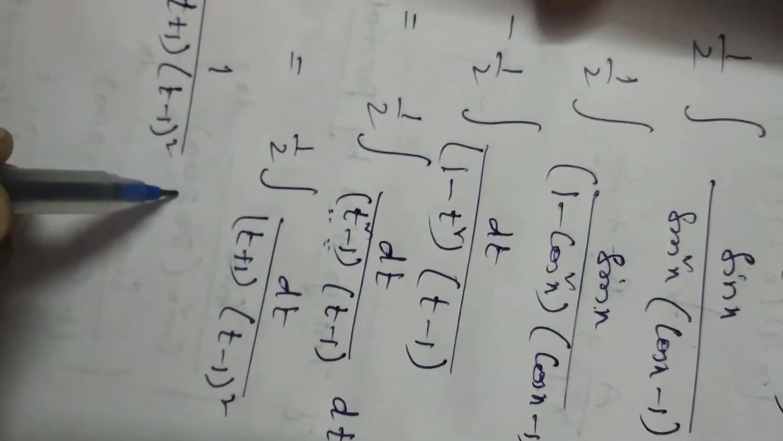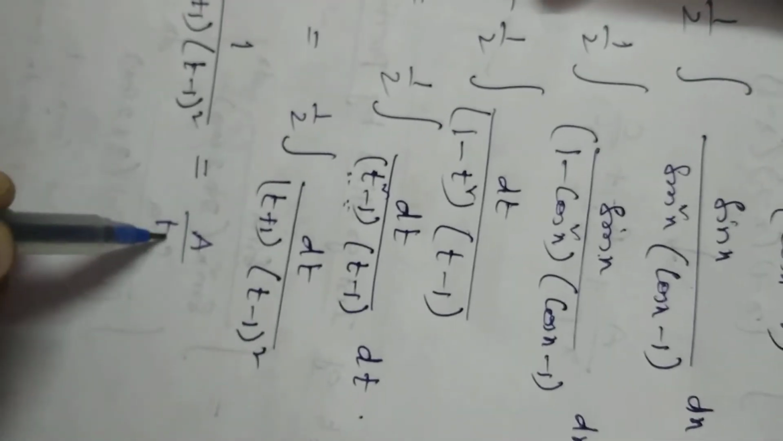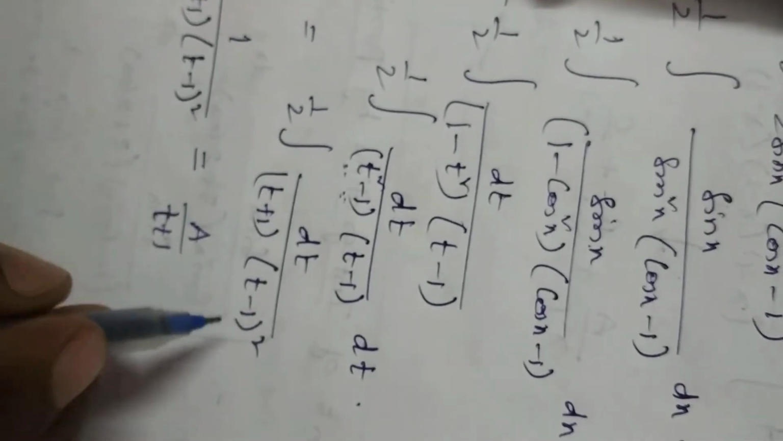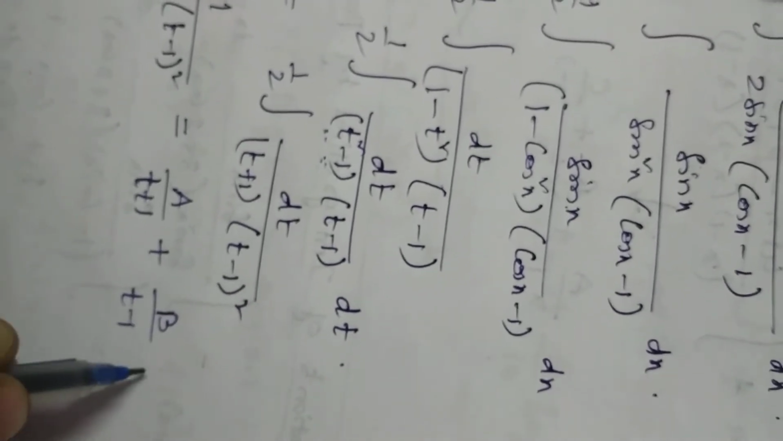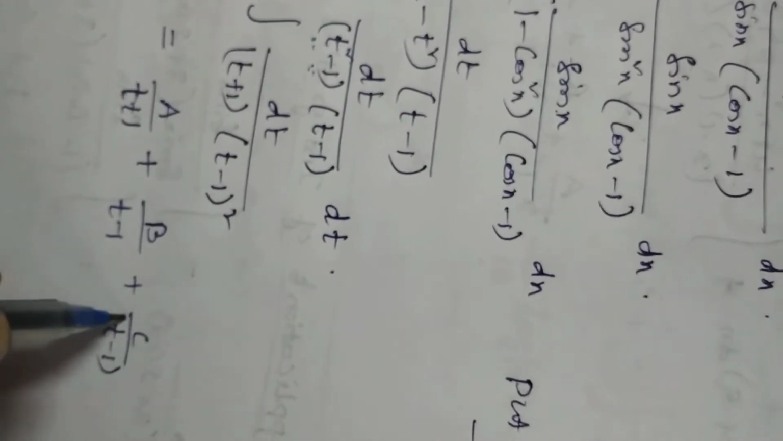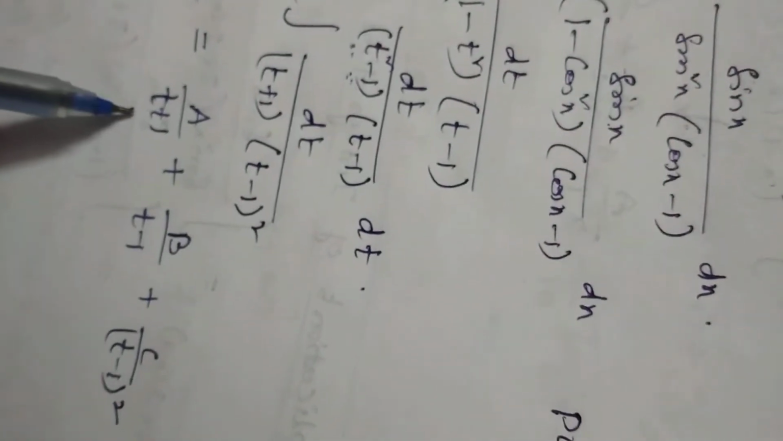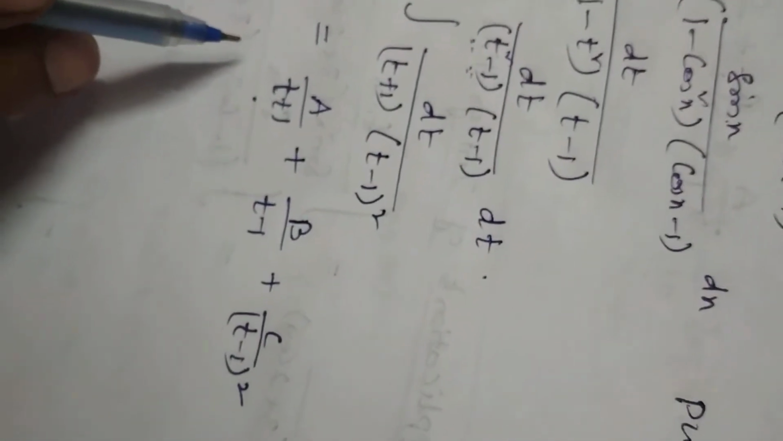Here how should we split into partial fractions? What is the rule? This is equal to a by t plus 1 plus b by t minus 1 plus c by t minus 1 whole square. Okay. So here onwards, by putting t is equal to 1 and next by putting t is equal to minus 1, next by comparing the coefficients you are going to get the values of a, b, c. Substitute those values, you will get the result.